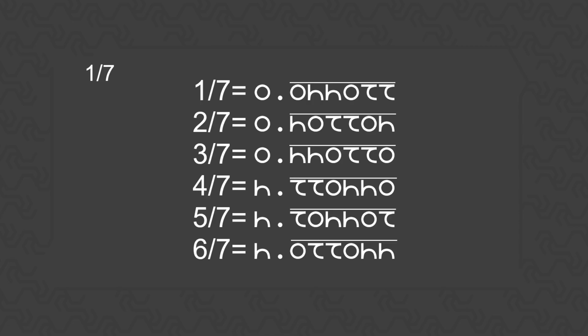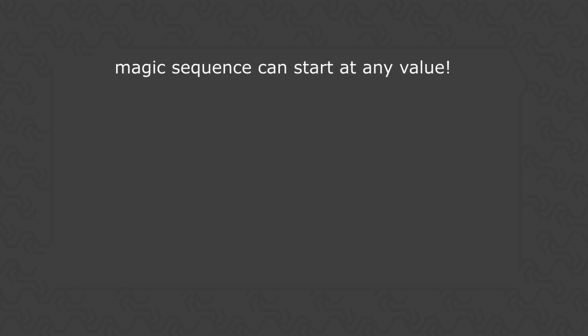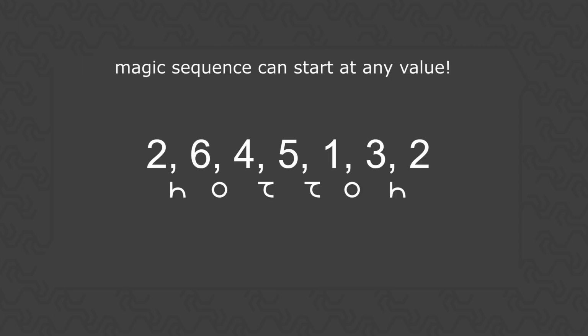But what about calculating these fractions? Well, the magic sequence doesn't only need to start at 1. You can start the magic sequence at any value, so if you want to know what 2 sevenths is, start the magic sequence for 7 at 2.